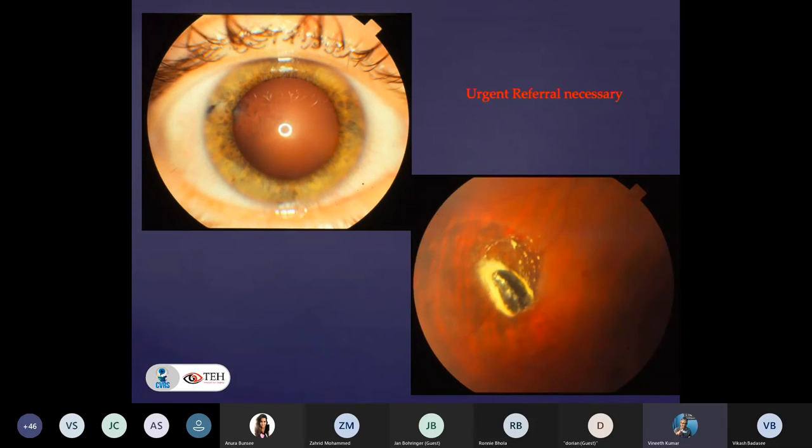Dr. Bola, you have considerable experience with intraocular foreign bodies. Any comments?